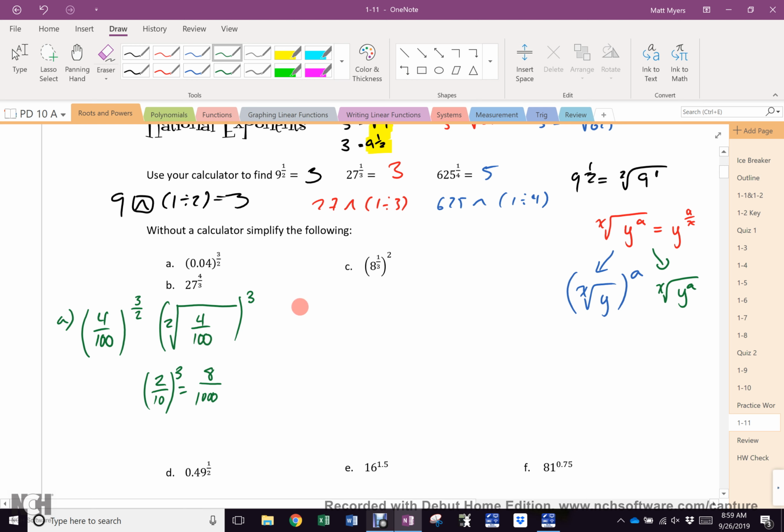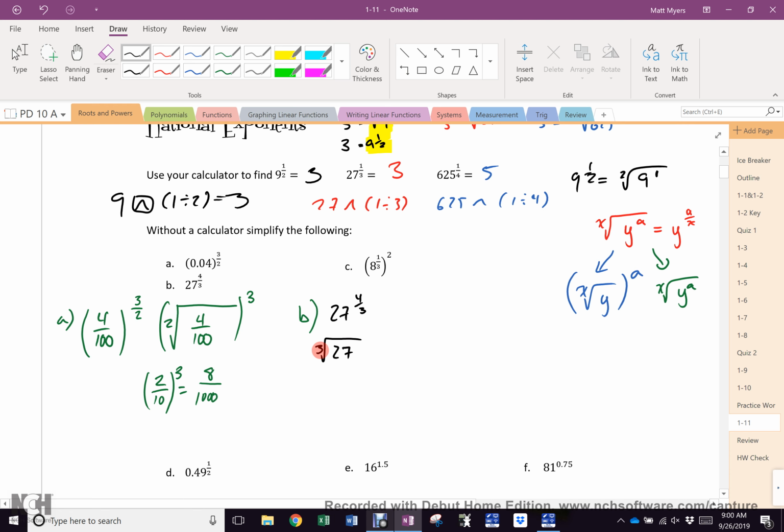I'm going to do B right here. I'm going to do C somewhere over here because of the misprinting, right? So let's look at B. 27 to the 4/3. How do I simplify that without a calculator? Jordy. So you write the 3 as the index. The 3 as the index. And then 27 as the radicand. Now, I have to stop and think.